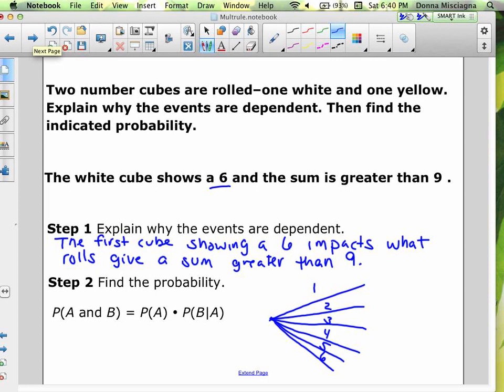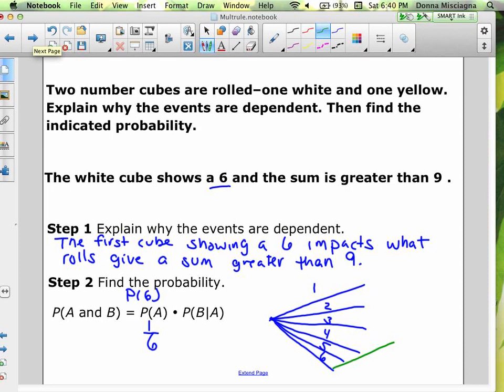6. So the probability of a 6. We can see there's only one 6, right? There's one choice there. So that probability is going to be 1/6. Now we have to figure out which options are going to work with that 6. So now we want a sum of greater than 9.